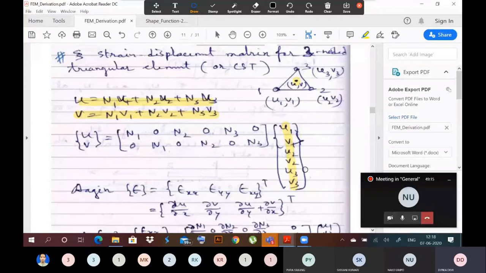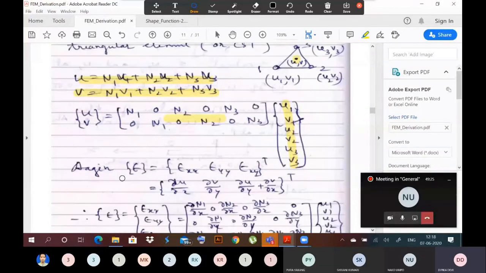Then what is strain? In case of a triangular element, it is a 2D element. So for 2D analysis, how many components of strain do we have? We have 3 components of strain: epsilon xx, epsilon yy, and epsilon xy. And they are related to the displacement at any point using these derivatives. Epsilon xx is equal to del u by del x. Epsilon yy is equal to del v by del y. Epsilon xy is equal to del u by del y plus del v by del x.